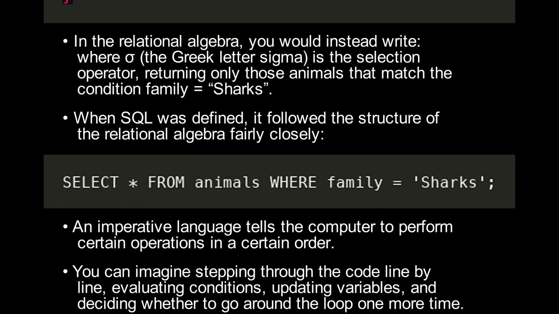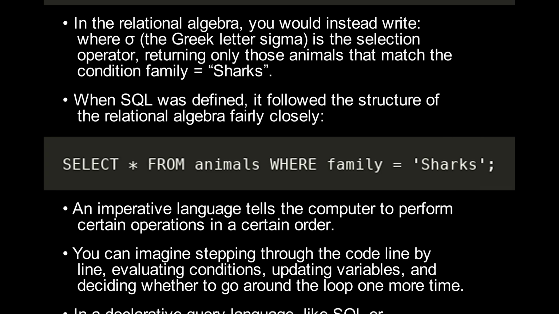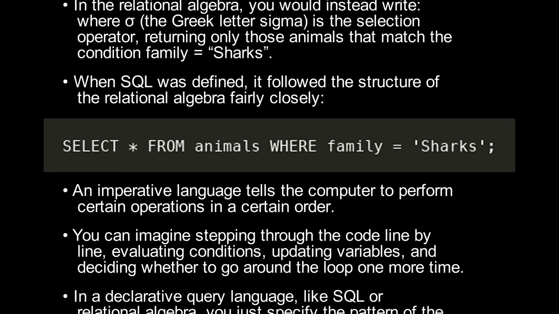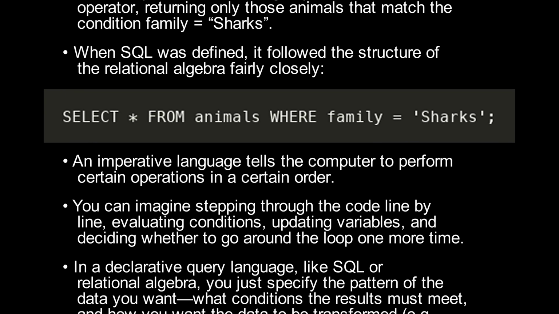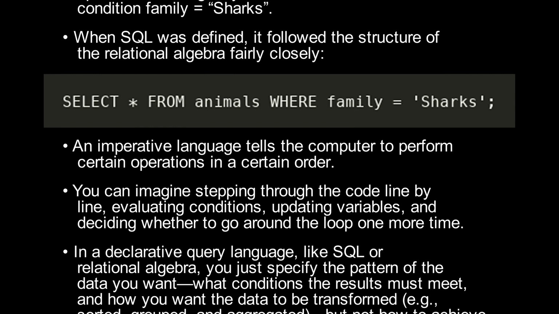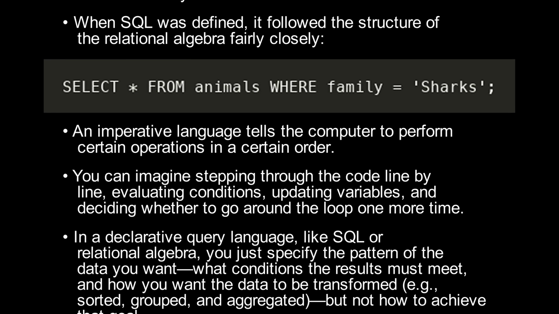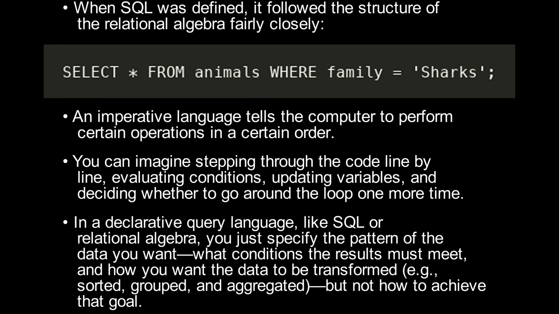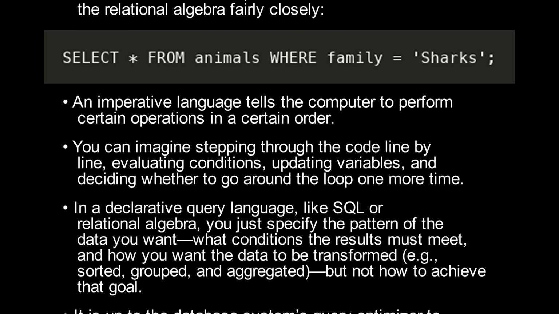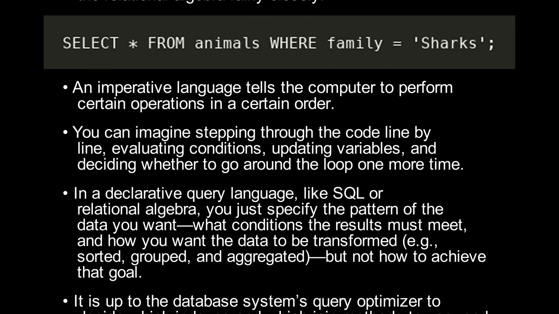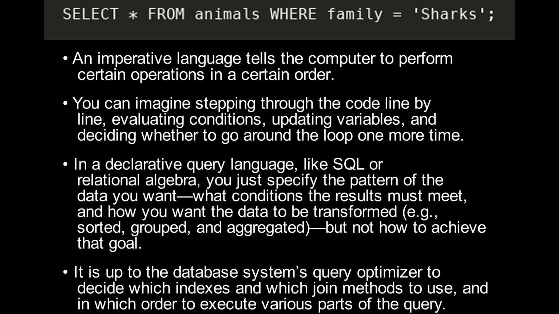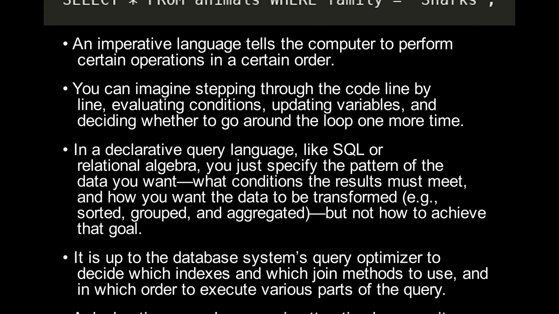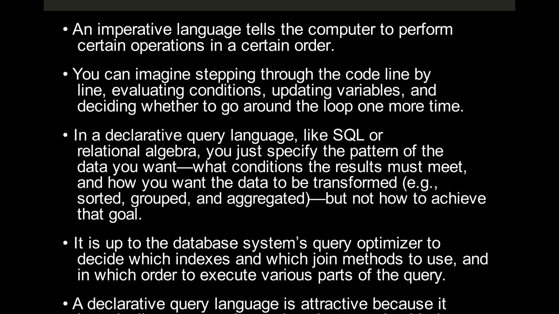An imperative language tells the computer to perform certain operations in a certain order. You can imagine stepping through the code line by line, evaluating conditions, updating variables, and deciding whether to go around the loop one more time. In a declarative query language, like SQL or relational algebra, you just specify the pattern of the data you want, what conditions the results must meet, and how you want the data to be transformed, for example sorted, grouped, and aggregated, but not how to achieve that goal.